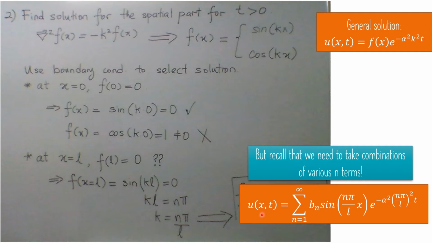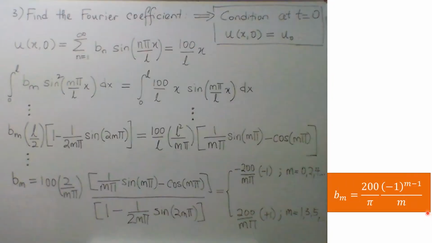You have u, which represents temperature, as a function of x and t. It is written as a summation from n equals 1 to infinity. Bn is the coefficient, the Fourier coefficients that you want to determine, and here you have a sine function which you have seen, and also the exponential of minus alpha k squared t. Okay, so the next step is to find the Fourier coefficients.